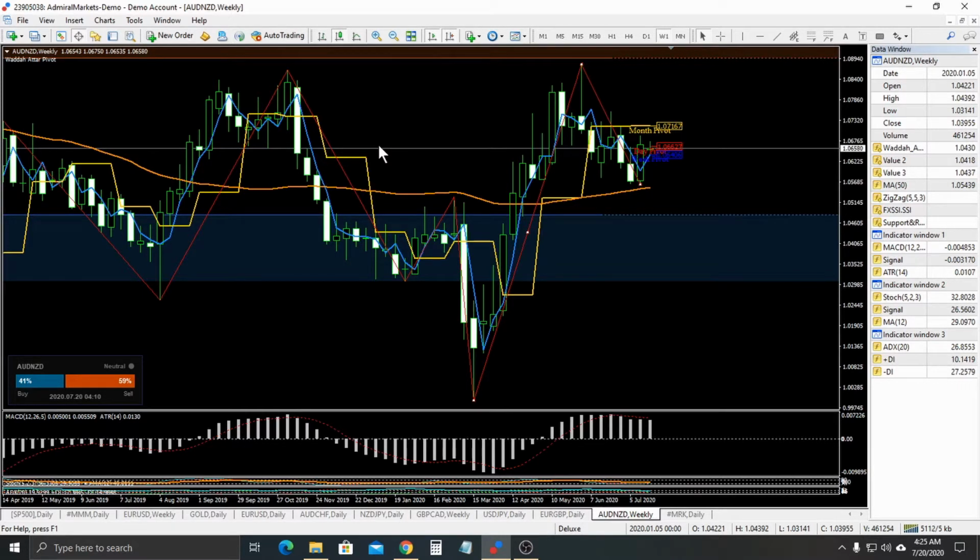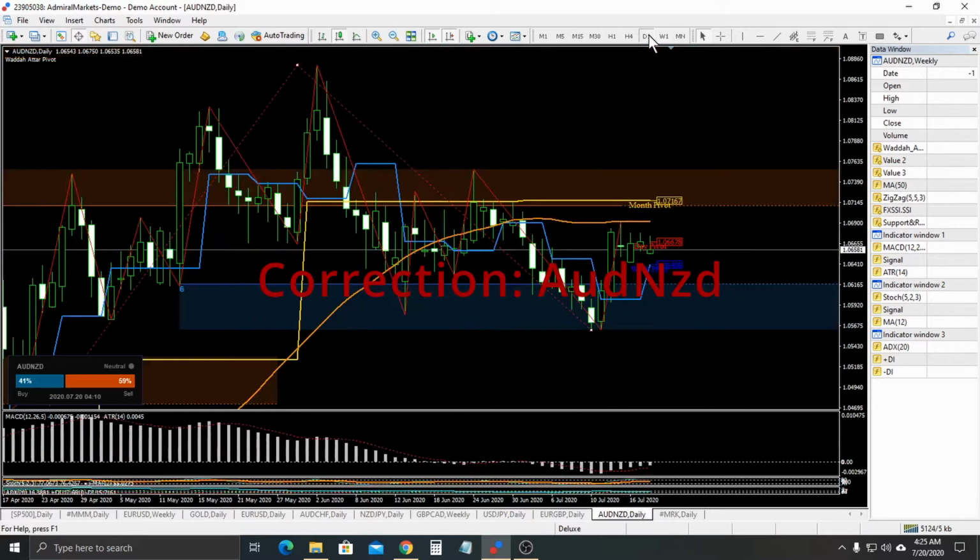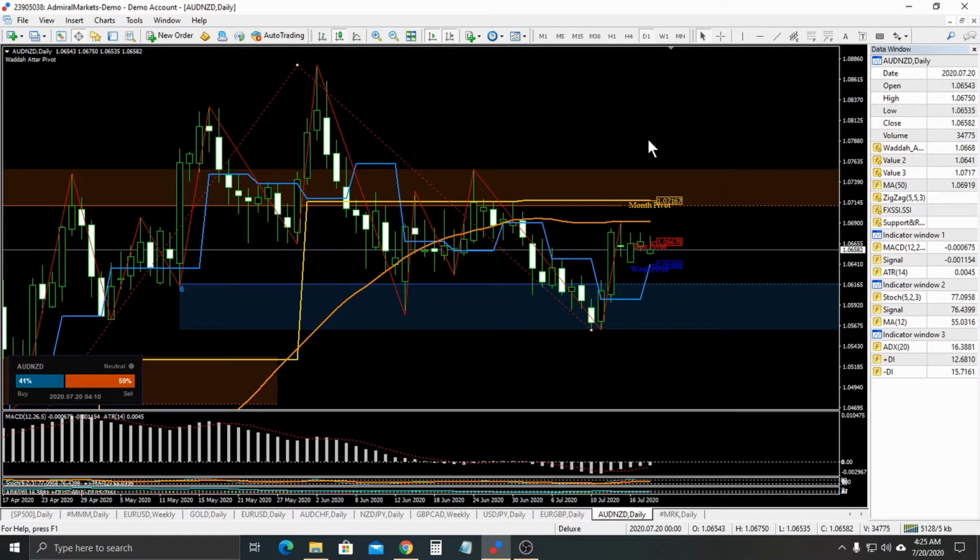So right now I have a setup here on the Euro Kiwi, and basically it looks like the Kiwi is doing two things right now. Right here on the daily, it is going short.